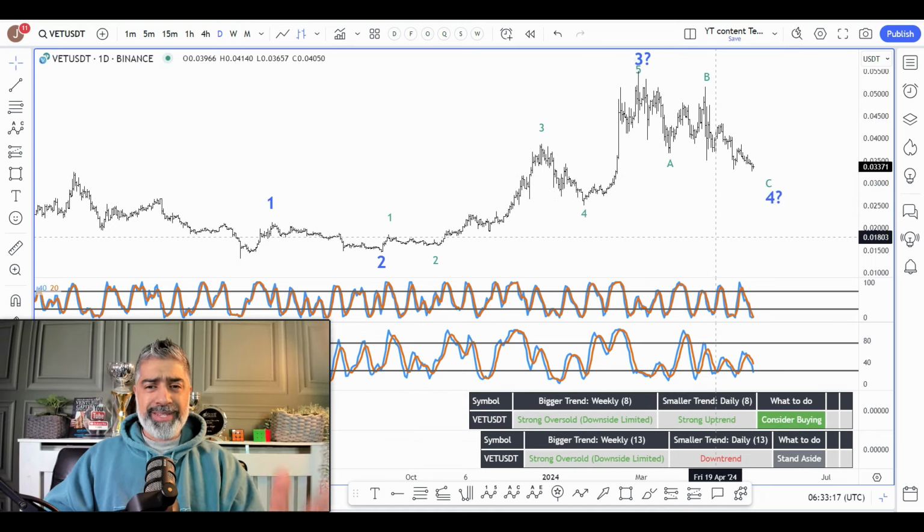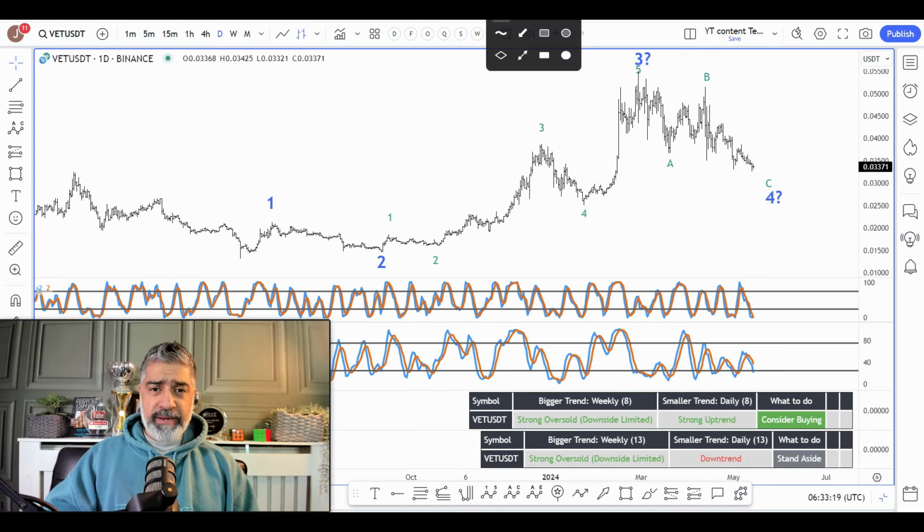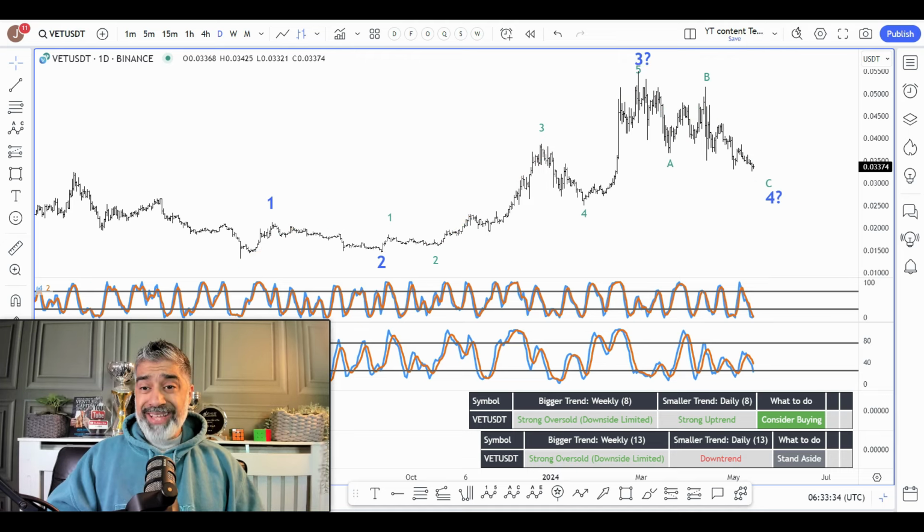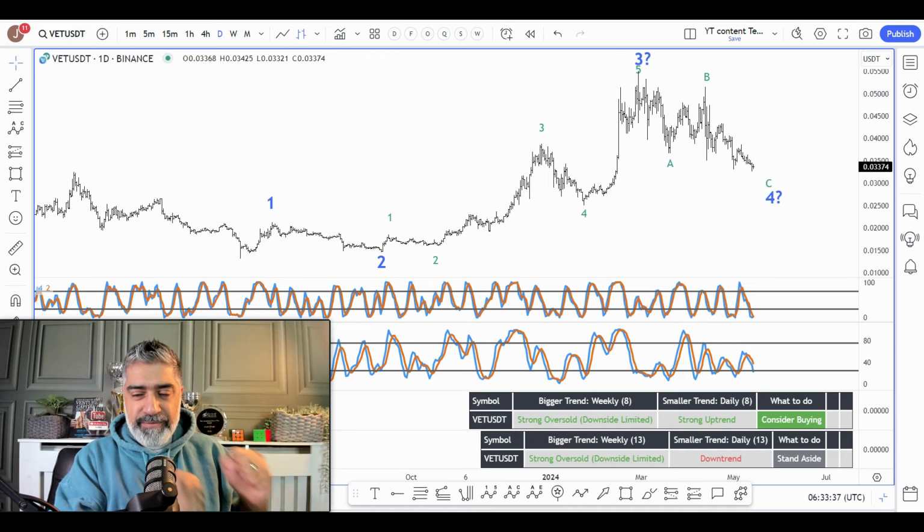So in other words, what we're saying is with VeChain, it looks like we've made a nice 1, 2, 3, and it looks like we are next to completing a wave 4. And if that's the case, we should anticipate the price to make new highs or new local highs above this point over here. So that's the first part. So we've got the Elliott wave theory done.